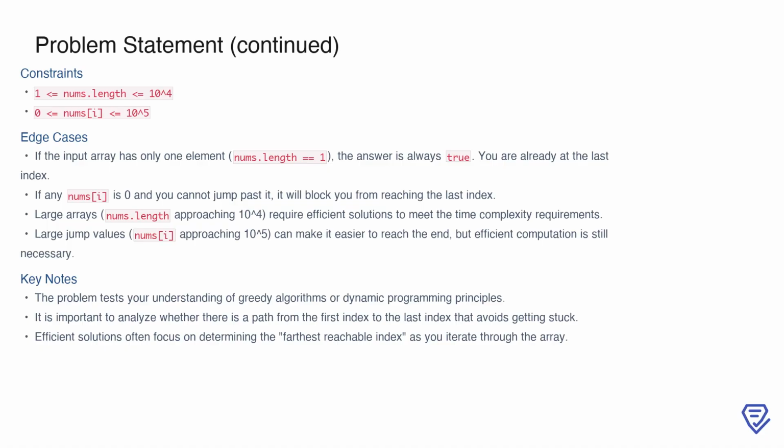Now, let's consider the constraints and edge cases. The length of the array can range from 1 to 10,000, and each value in the array can be as large as 100,000. If the array has only one element, the answer is always true because you are already at the last index. On the other hand, if you encounter a 0 in the array and can't jump past it, that will block you from reaching the end.